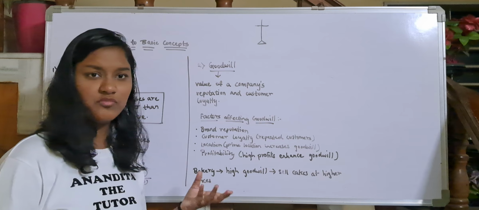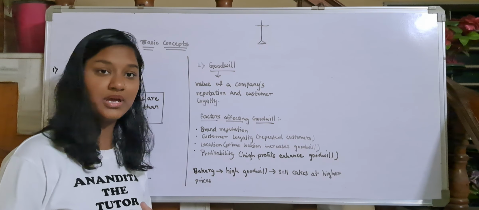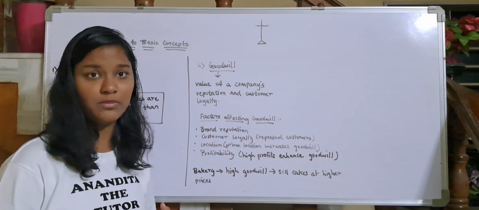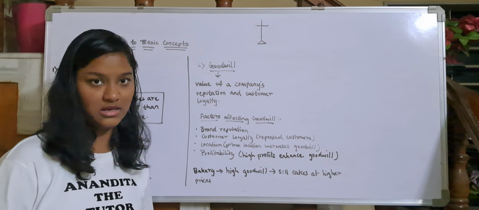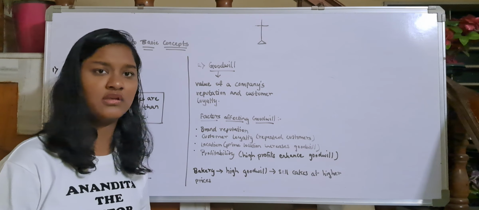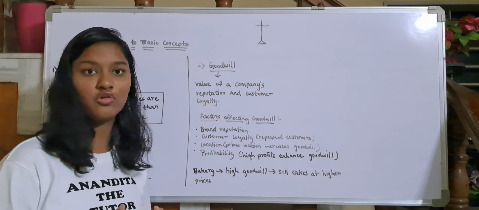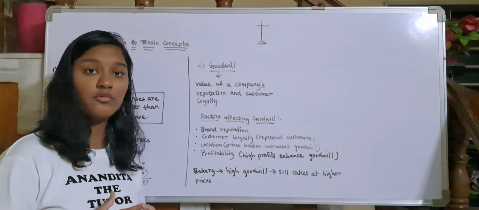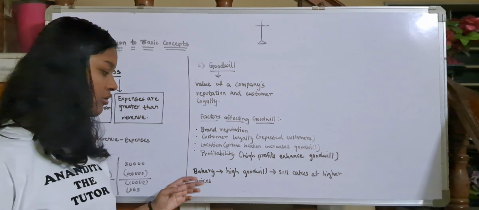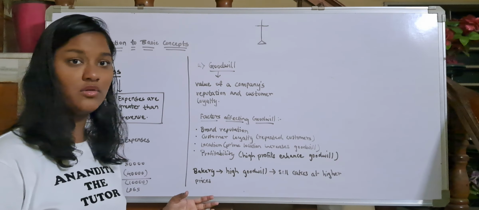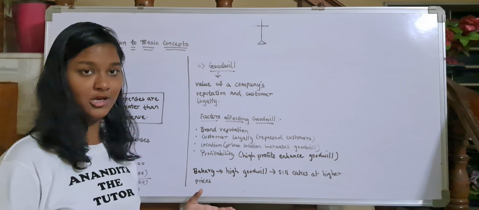We are doubtful of bakery B because it's newly established, so we are not sure how well they can make their cakes. Their taste, whether their cakes are fresh or not, we don't know. So we never prefer those newly established bakeries. We'll prefer the high goodwill bakery, that is bakery A.